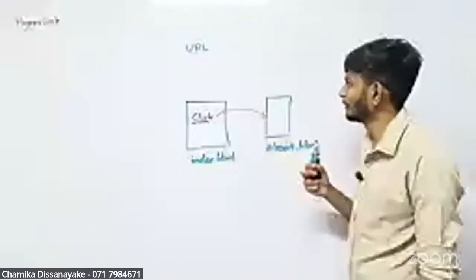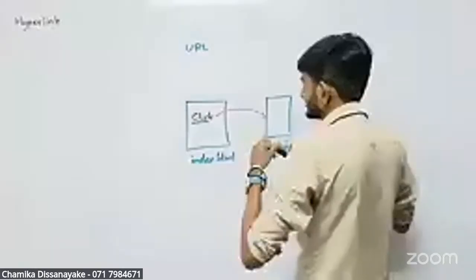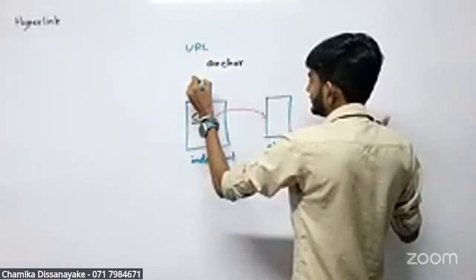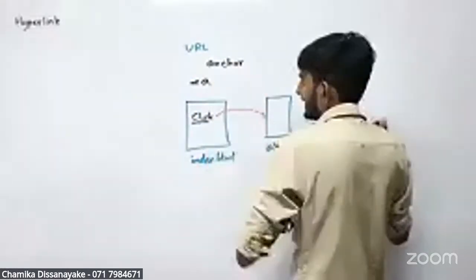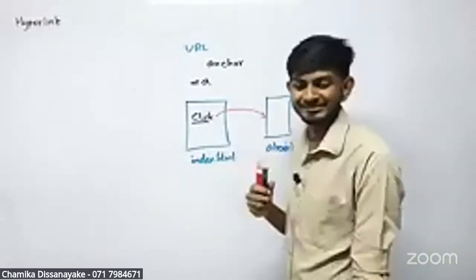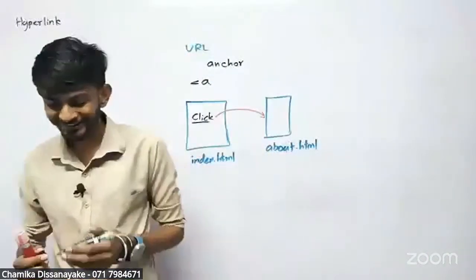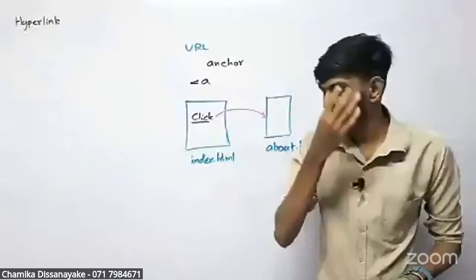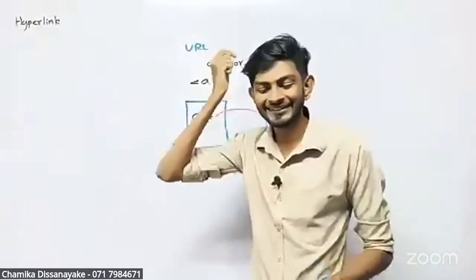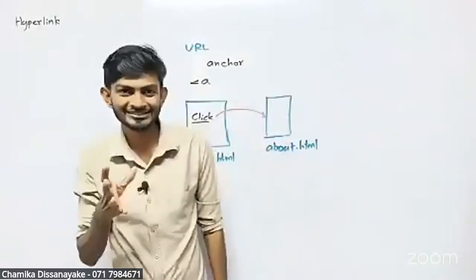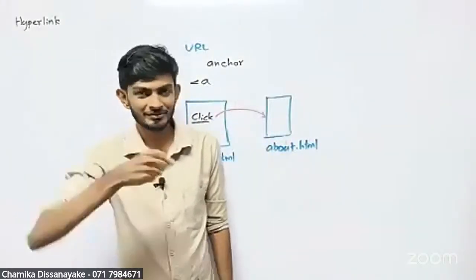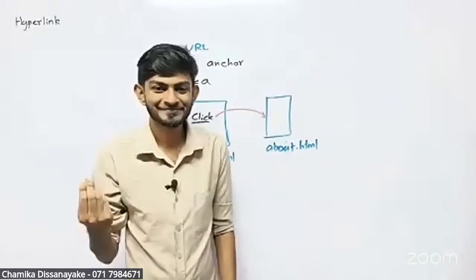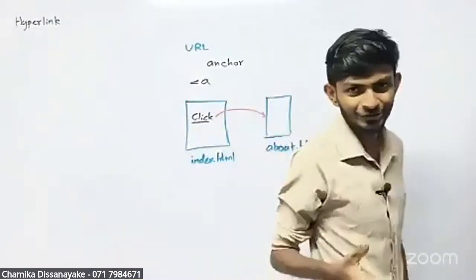The tag is very easy. We call that tag the anchor tag. It is starting from A. What is an anchor? Do you know about anchors? Not the milk powder. Anchor means, the English name is anchor. In our language we call it nangurama. I think you know about nangurama.